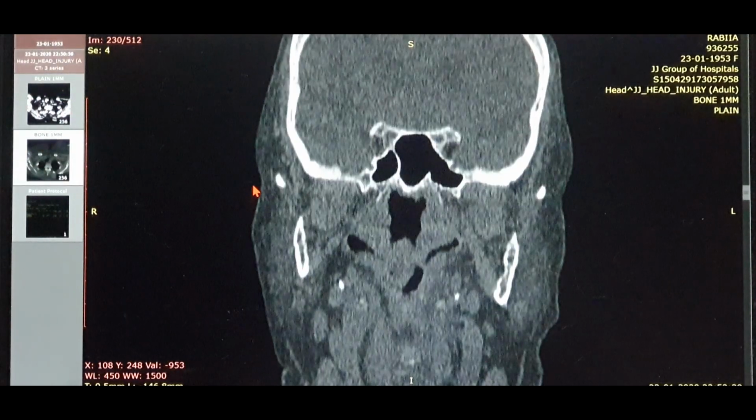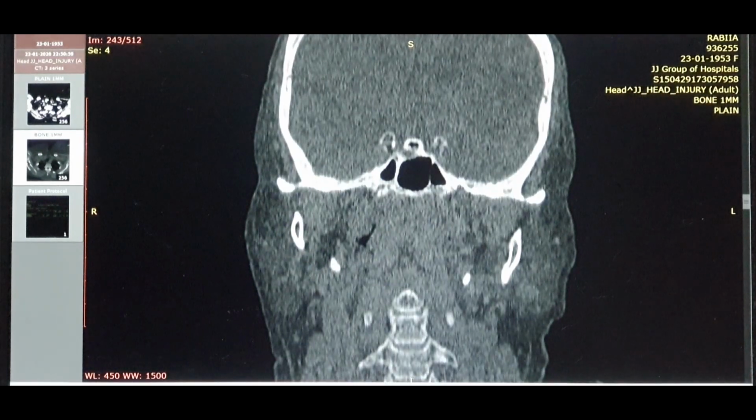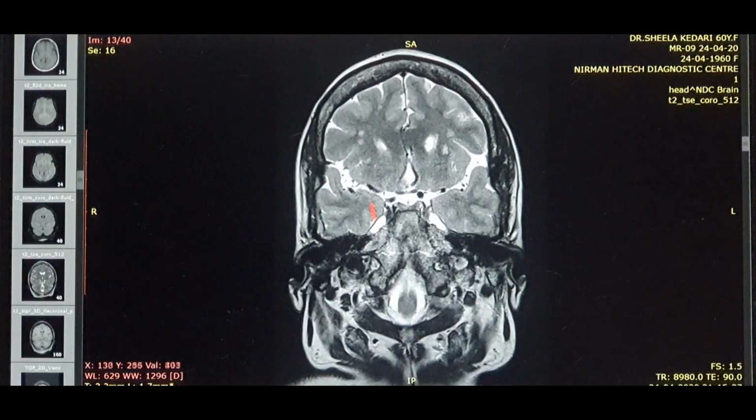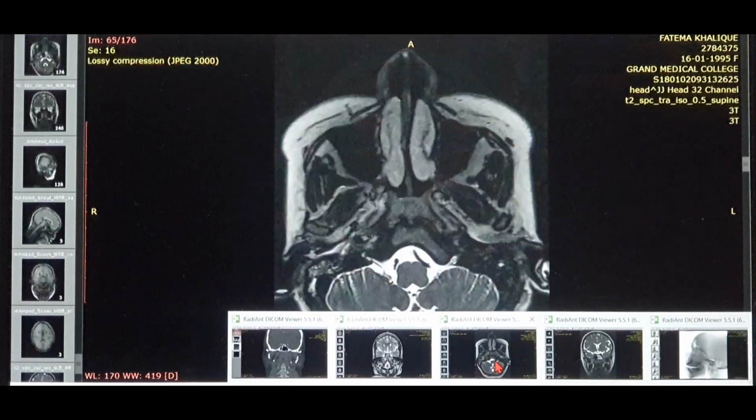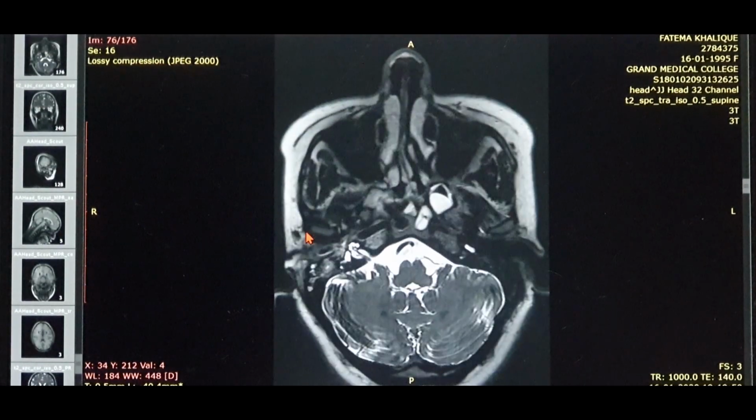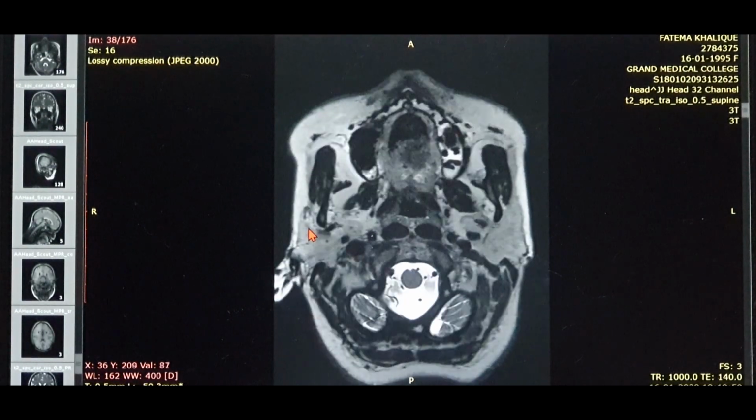So yeah, that's the coronal section and this is the axial section. Yes, this is a perfect MRI.